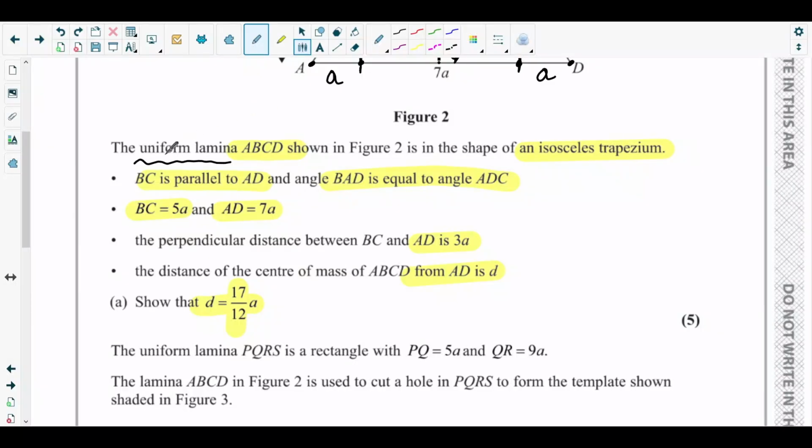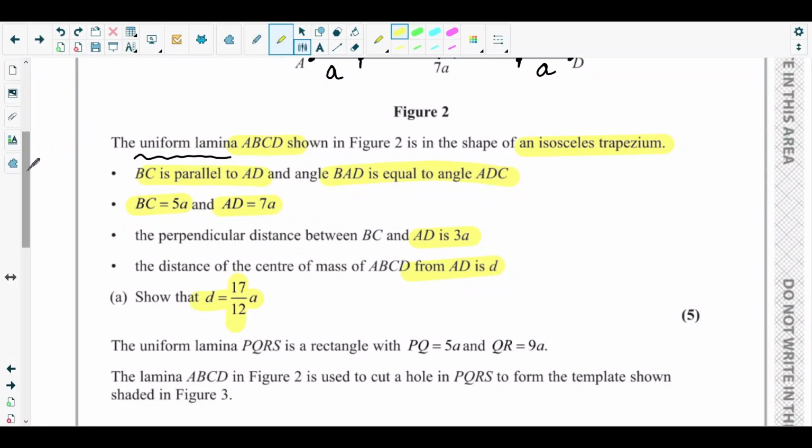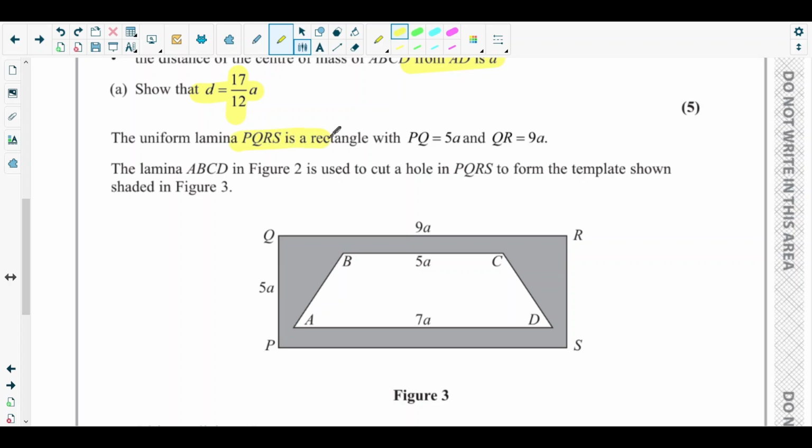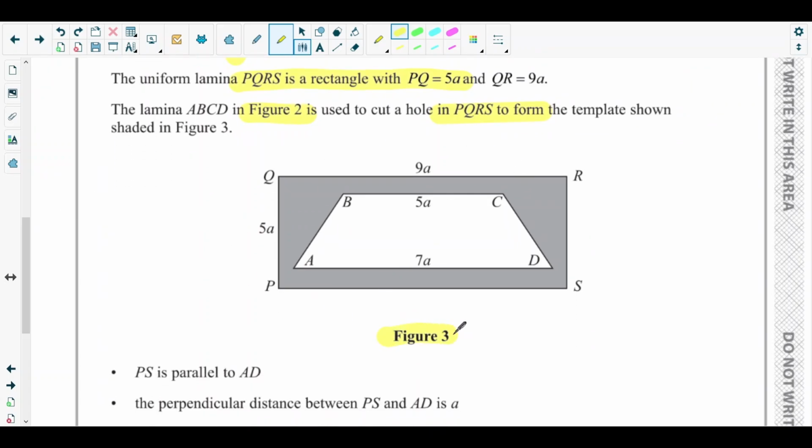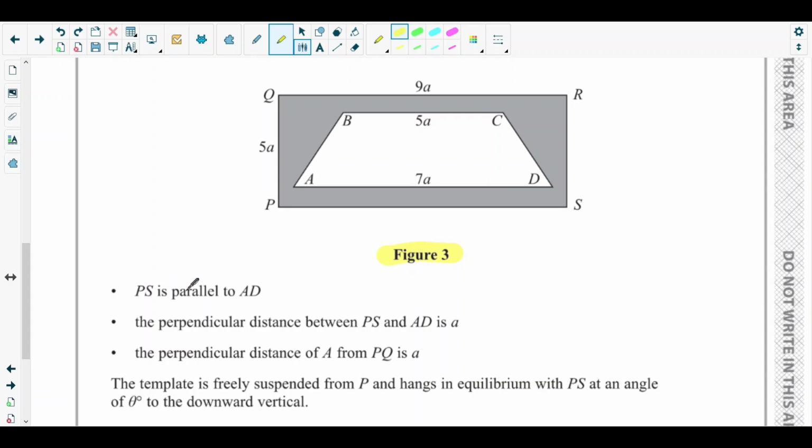Okay, next is part B. In part B, the question says the uniform lamina PQRS is a rectangle with PQ equals 5a and QR equals 9a. The lamina ABCD in figure 2 is used to cut a hole in PQRS to form the template shown shaded in figure 3. So this is the template you can see in figure 3. The side PS is parallel to AD. The perpendicular distance between PS and AD is just a.